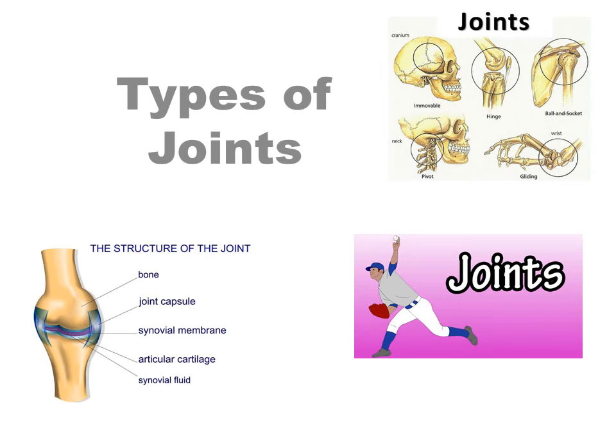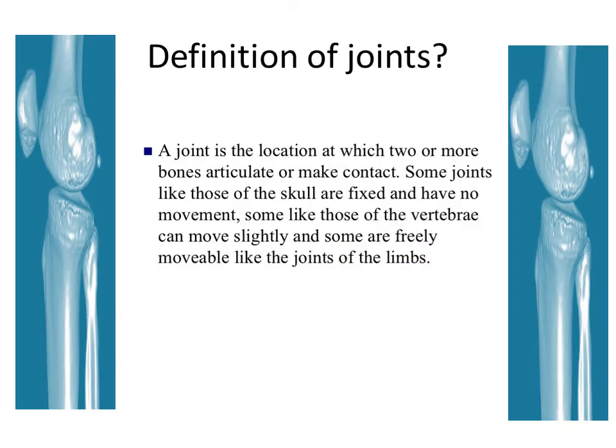So now we are getting into joints. So the types of joints. What are joints? Well, a joint is the location at which 2 or more bones articulate or make contact. Some joints, like those of the skull, are fixed and have no movement. Some, like those of the vertebrae, can move slightly, and some are freely movable, like the joints of the limbs.